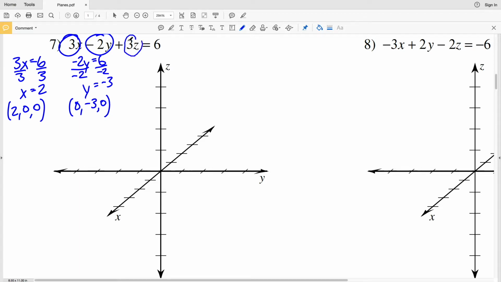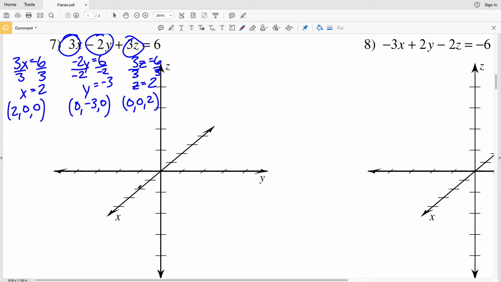And then lastly, for our z-intercept, that occurs when x and y are 0, so 3z equals 6. And dividing by 3, we'll get that z is equal to a positive 2. So that's going to be 0, 0, 2 for our z-intercept. Let's plot each of those.